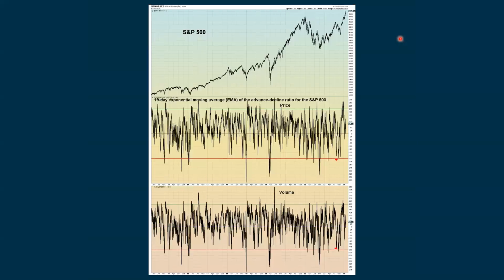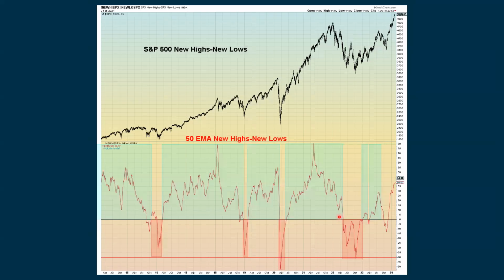Then we look at a 19-day exponential moving average, the advanced decline ratio. We're above 0 based on price and volume, so that just means this is more positive. Then we look at a 50-period exponential moving average study of the new highs minus the new lows. And yes, this is a moving average of a moving average, which is a cardinal sin of technical analysis. That's kind of why I do it. But that's just a little rebelliousness that I have, because this is a 50-period moving average of a 50-period moving average. And when this is above zero and going up, that just means longer term we are positive.